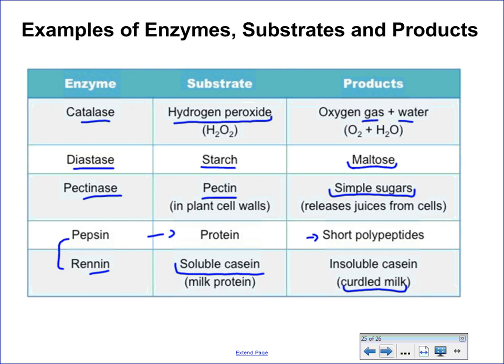So for example, for catalase, because oxygen gas is being produced, this could be measured through water displacement, for example. With the pepsin, for example, because the substrate is protein and that's breaking that down into short polypeptides, you could use the Biuret reagent or the Biuret test to test for the presence of peptide bonds.